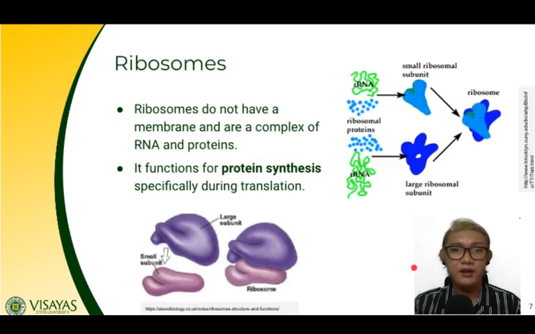Another organelle found in eukaryotic cells are ribosomes. The ribosomes are also found in prokaryotic cells. Ribosomes, unlike the nucleus, do not have a membrane and are a complex of RNA and proteins. The function of the ribosomes is protein synthesis, specifically during translation, when the message from the mRNA after transcription is being translated into an amino acid sequence.